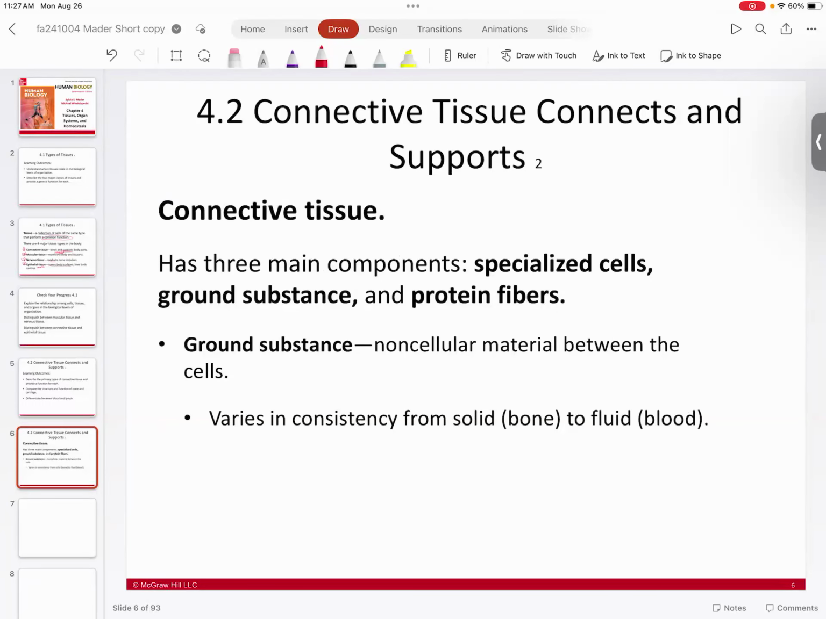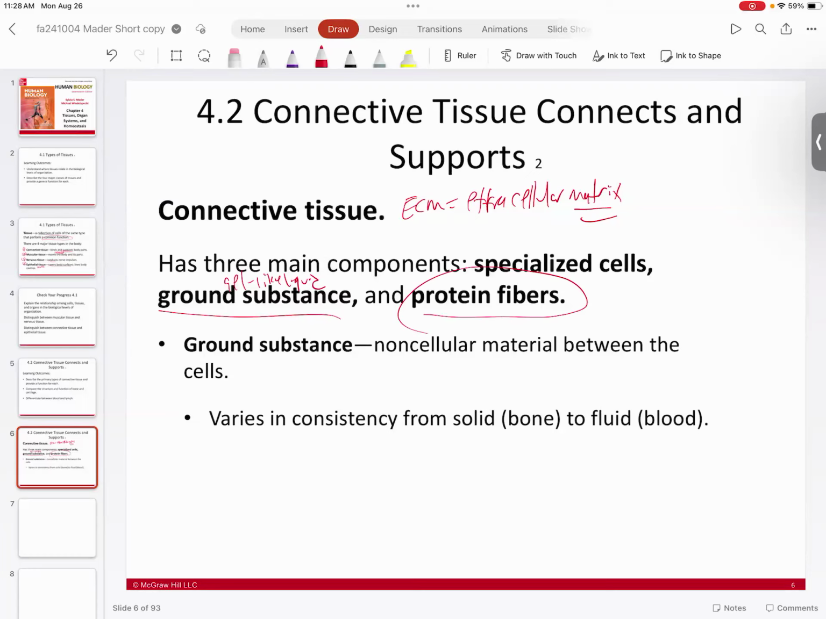We're going to take a look at connective tissue first. Connective tissue is dominated by the extracellular matrix. These typically have specialized cells in the extracellular matrix, which is abbreviated ECM. You're going to have what's called ground substance, which is kind of like a gel-like liquid, in addition to protein fibers.